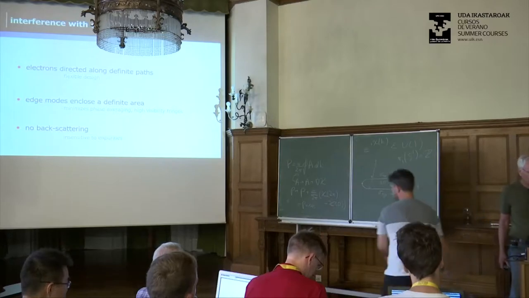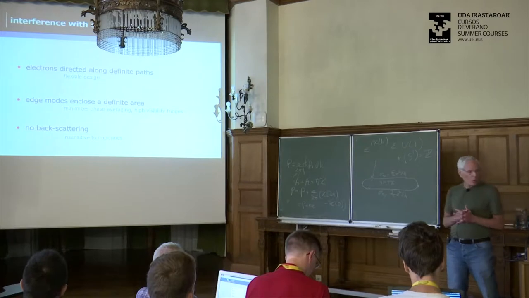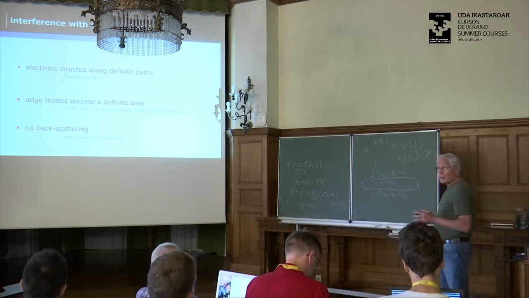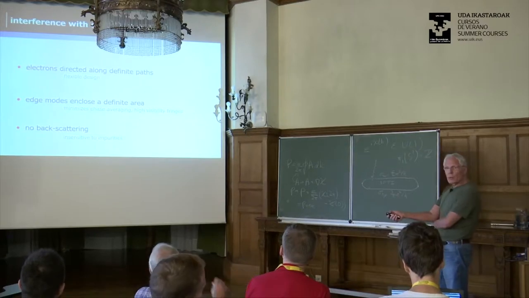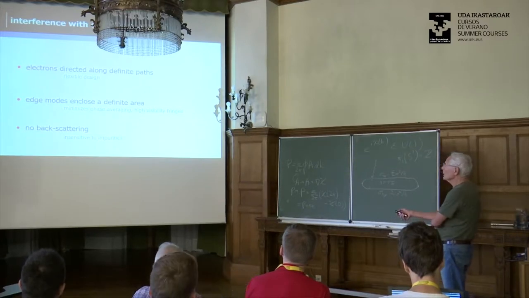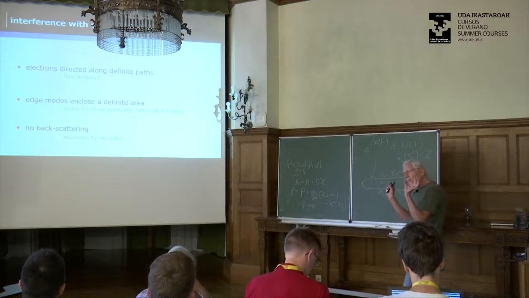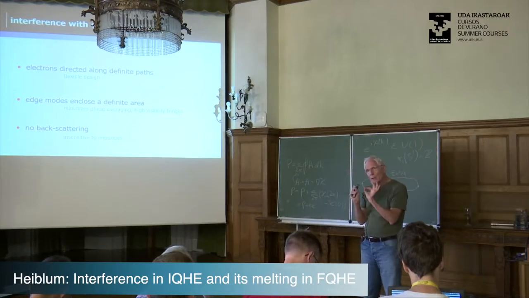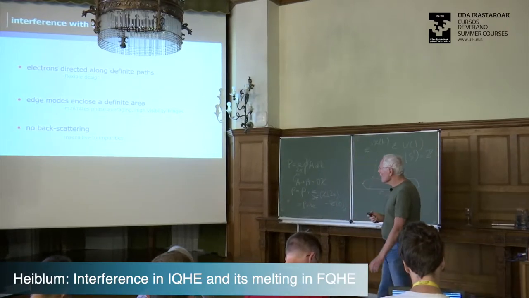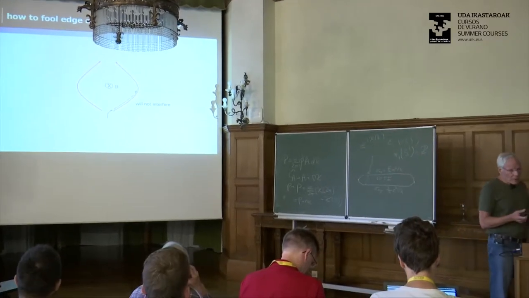Okay. So, interference with edge states or edge modes, why? Because it's really super convenient, because electrons are directed exactly where you want them to go. And the edge modes are very thin, very narrow, like a one-dimensional chain, so you have a very defined area. And there is no backscattering. So now we have to fool somehow the edge mode.